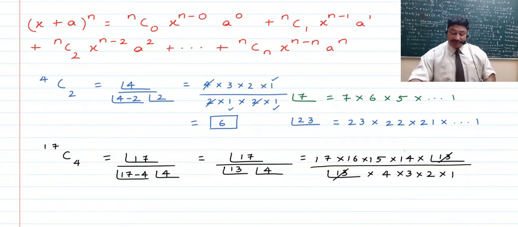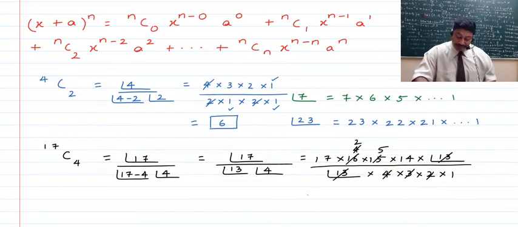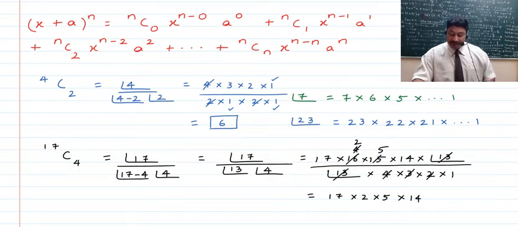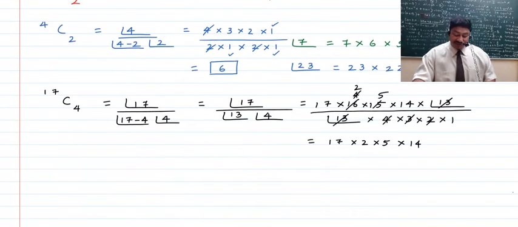Now, children, we get to see that we can cancel 4 with 16 four times, and we can cancel 3 with 15 five times, and further 2 can be cancelled off with 4 two times. As such, we will be left with 17 into 2 into 5 into 14, which is going to become the value of 17C4.